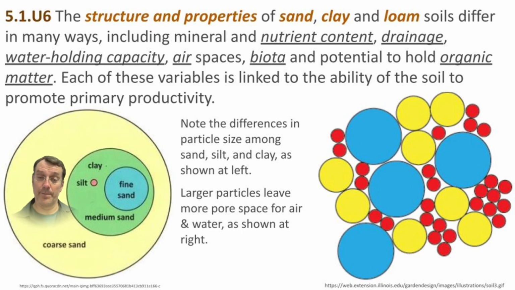Coarse sand, the biggest sand particles, leave a lot of gaps between them. They don't stack together the way that bricks do in a wall, whereas clay particles are so small they fit very, very tightly together and they leave very little pore space between them. That pore space is critically important to the structure of soils because it's where the water and the air exist.